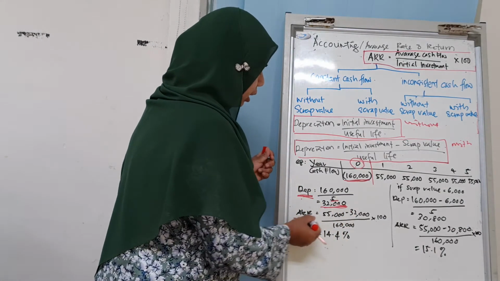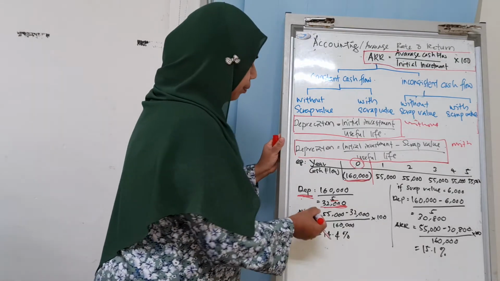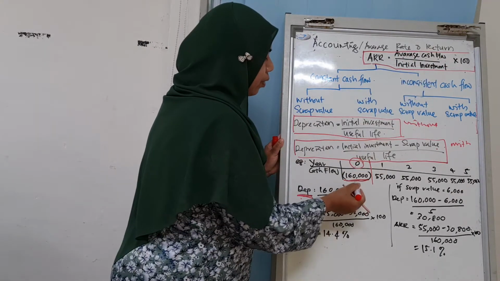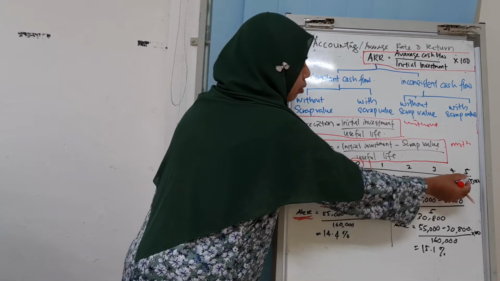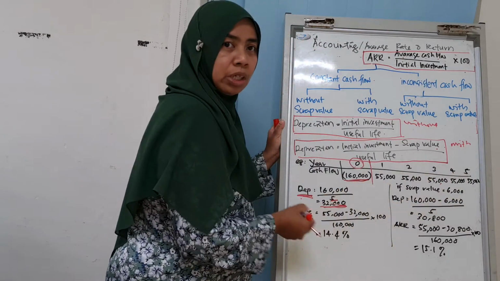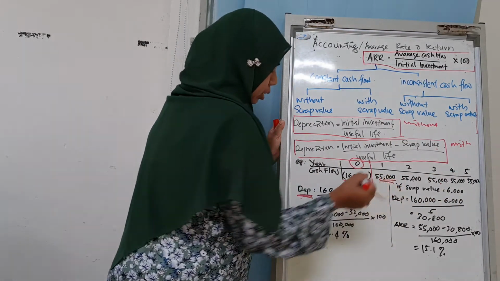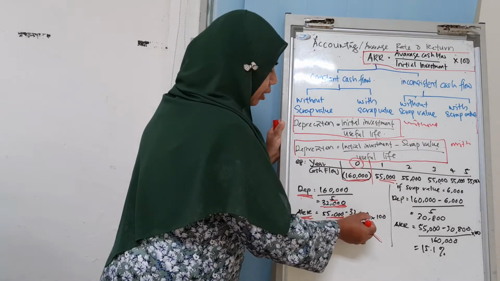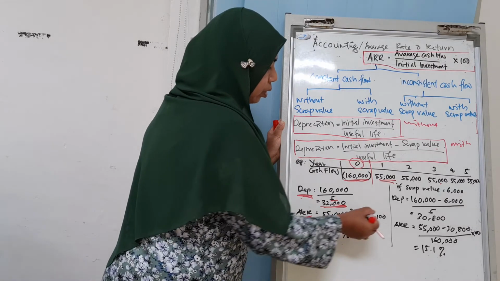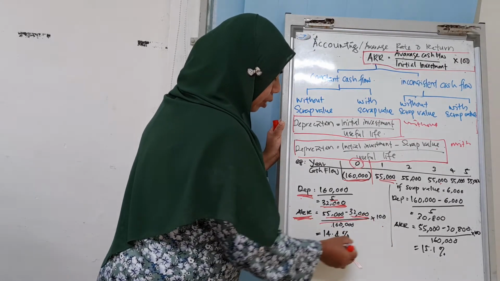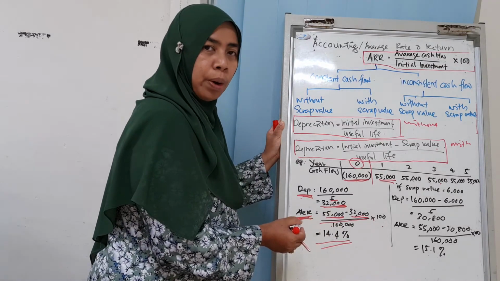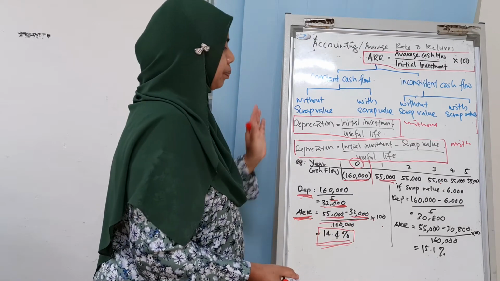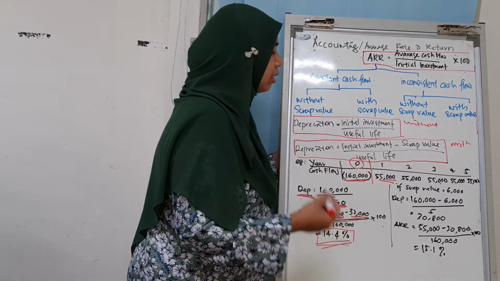And then you straightaway calculate the ARR. The formula is average cash flow. The cash flow is 15,000 every year, so if you average, it is still 15,000. So 15,000 minus depreciation, divided by initial investment, times 100. You will get 14.4%, the answer in percent. Okay, we go to another example.